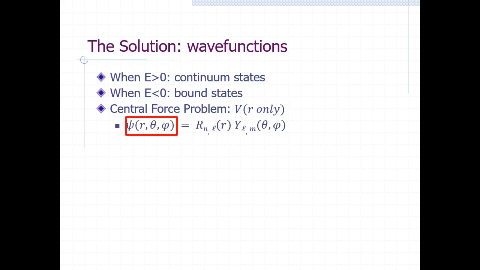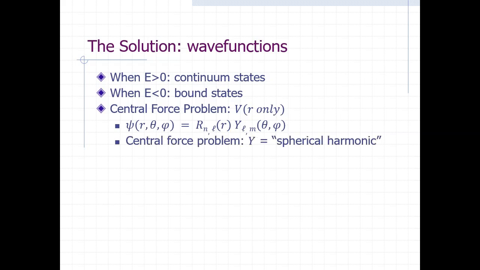This is because the wave functions can be written as a function of r times a function of theta and phi. The functions of theta and phi are the spherical harmonics for any central force problem. These are the same spherical harmonic functions we encountered when we studied the particle on a sphere problem. However, the functions of r, called the radial wave functions, depend on how the potential energy depends on r.